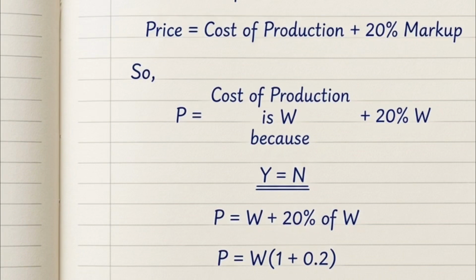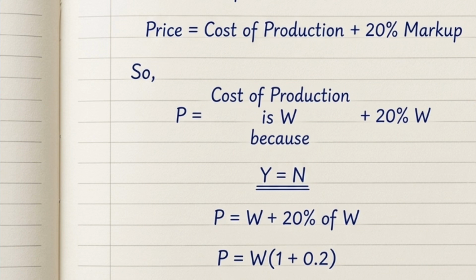Now let's flip to the other side of the market. How do firms set their price? The rule of thumb for any business is simple. Price equals the cost of production plus a markup. In this problem, the markup is exactly 20%. But what is the cost of production? The problem gives us a crucial clue.